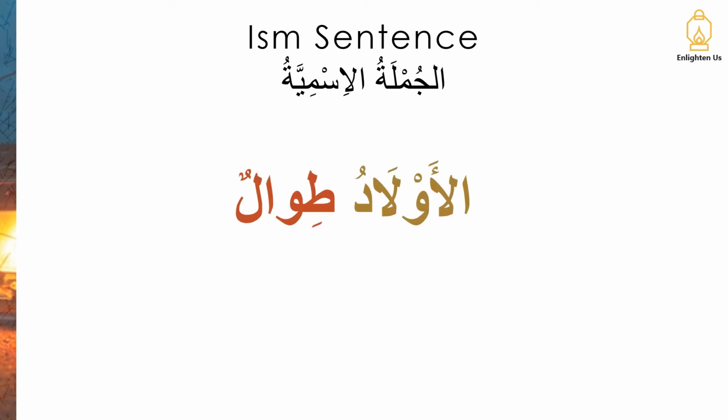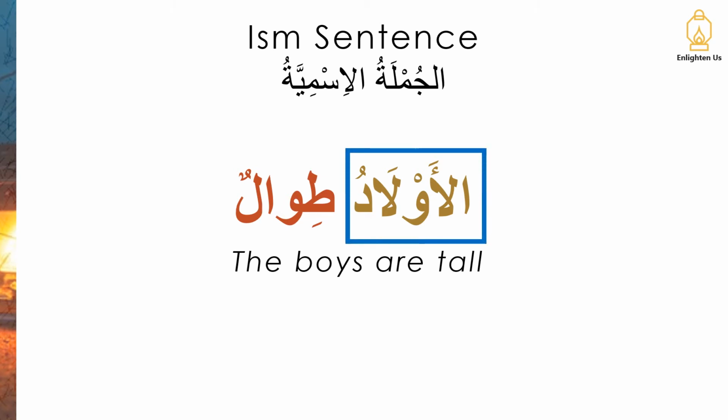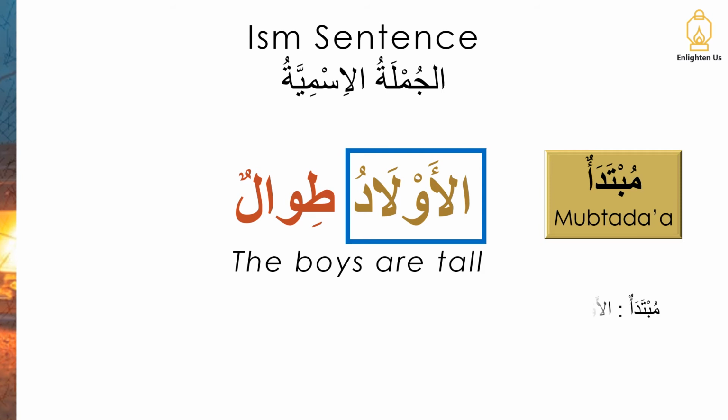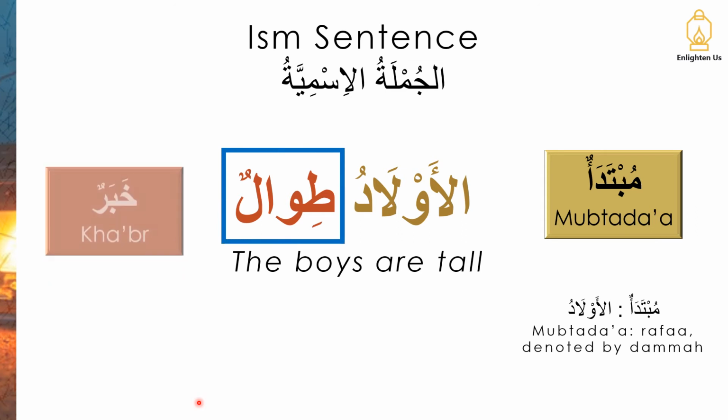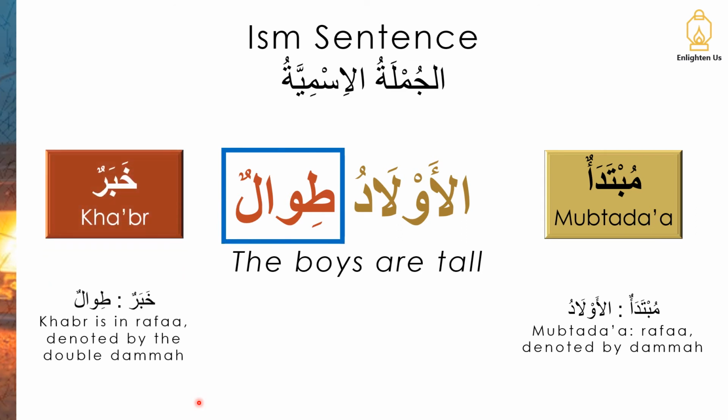الأولاد طوال. The boys are tall. الأولاد is our mubtada. And we know this because, again, we have the indication there of the dhamma, we have the indication of rafa'ness by that dhamma, and again, because of the L, you can only have the singular dhamma. Then we have tiwal or tiwalun, and that's a khabar, and we know it's a khabar because of the double dhamma, because of the tanween, that gives us an indication that tiwal is in a state of rafa.